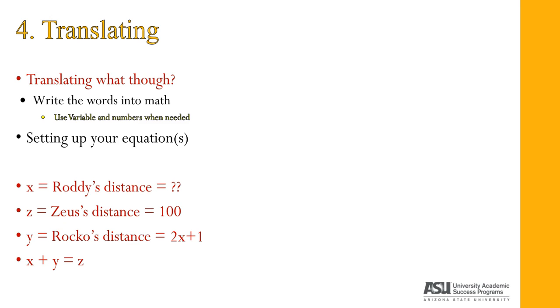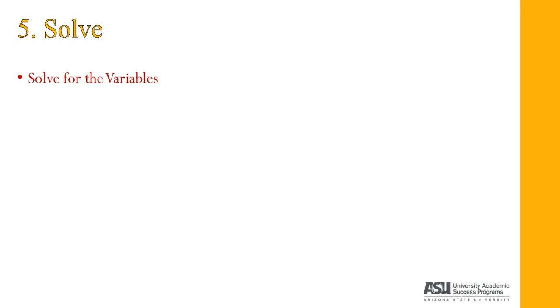Now I'm guessing I need to substitute in what each one is equal to. Correct, and what will it look like? It is x plus 2x plus 1 equals 100. Correct. So step 5 is solve, and we are solving for the variables? Correct. We have the equation x plus the quantity 2x plus 1 equals 100. We need to solve for x.